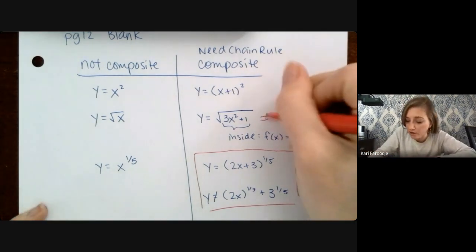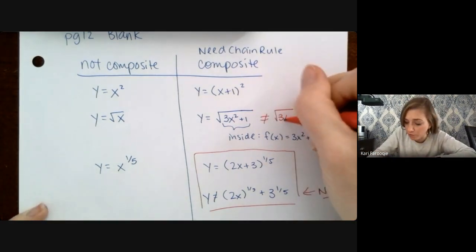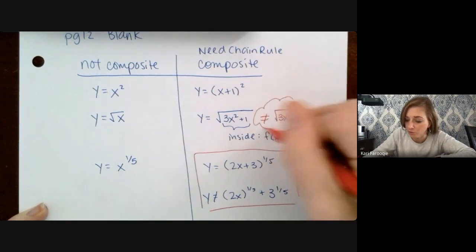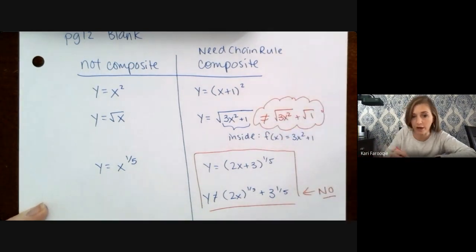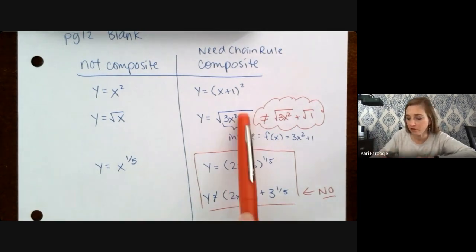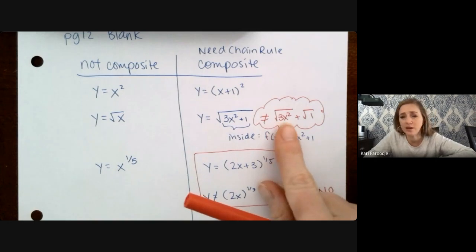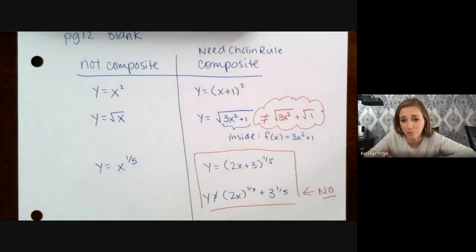This is not equal to the square root of 3x squared plus the square root of 1. You cannot split up a radical using terms, using addition and subtraction. You can only split up a radical into separate radicals using multiplication and division. So this is not going to fly. You can't rewrite it. So if you're thinking, oh, I'll just make my life easy, square root of 3 times x plus 1, no big deal, back to 3.1, you cannot do that here.